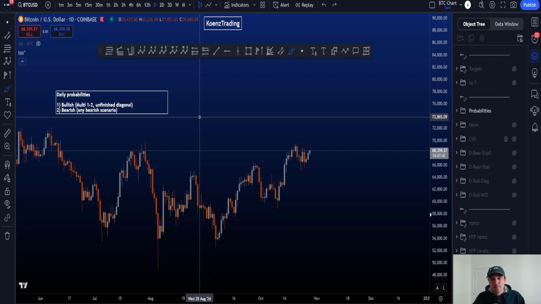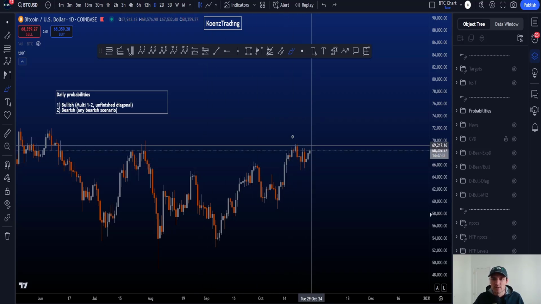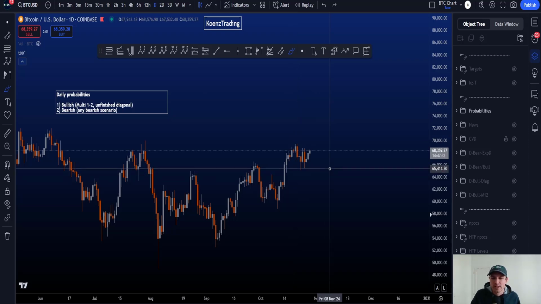And that is what you like to see in the bullish scenarios, being the multi 1-2 as well as the unfinished diagonal. And in the live stream later today, 2:30 p.m. Central European time, we're going to zoom into the lower time frames as well, and I'll show you some of the counts that I have there.